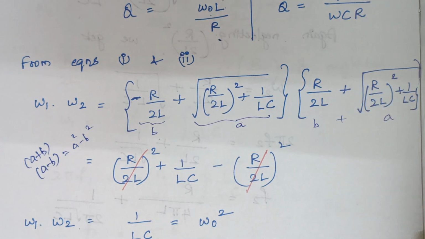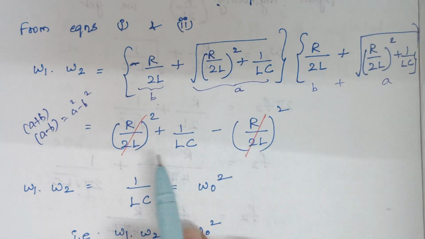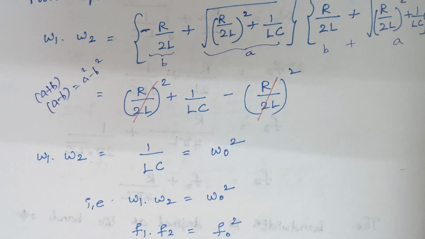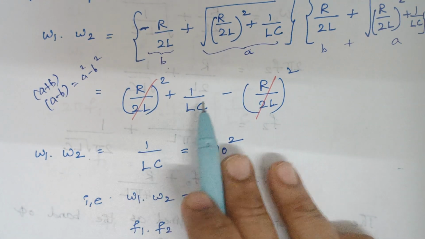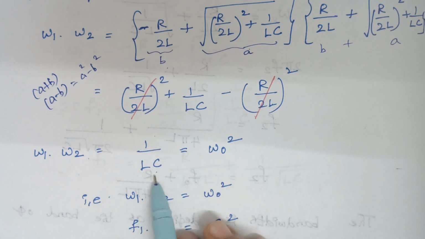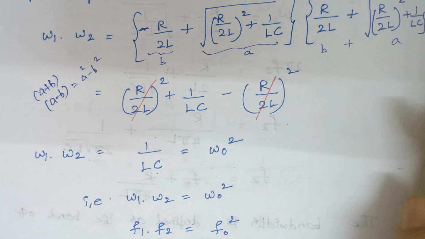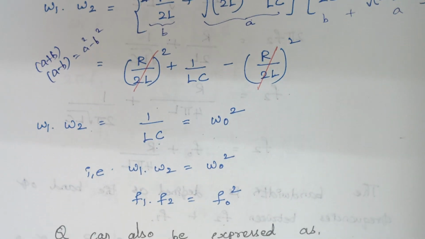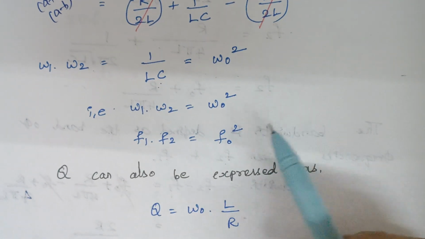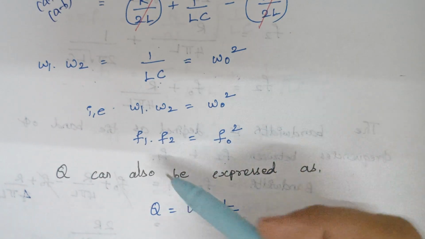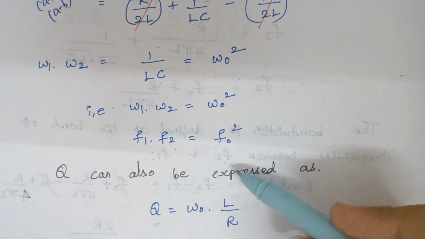So finally these two terms cancel each other and here we are getting omega 1 into omega 2 is nothing but 1 by LC. So 1 by LC is equal to our omega naught square, right? So the common thing is omega 1 into omega 2 is omega naught square. Therefore F1 into F2 is equal to F naught square.